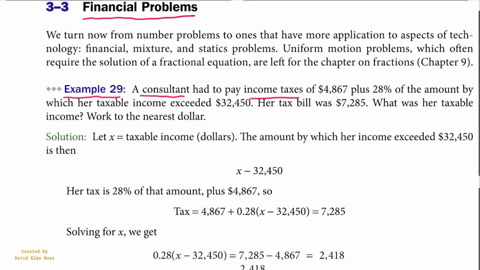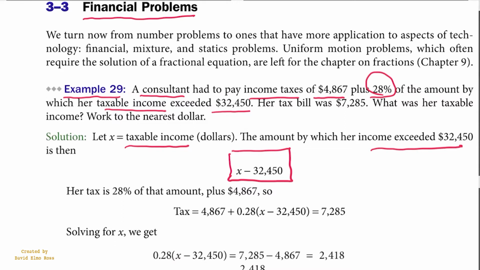But the important thing is the income taxes here that they had to pay is $4,867. And if that was the end of the story, we'd be okay. But this person also had to pay an extra 28% of the amount of the taxable income that exceeded this amount. And this is the hardest part of the whole problem to come up with, this little formula. It said let X equal the taxable income dollars that exceeds this amount. If X is exactly this number, the amount of extra income is going to be zero.